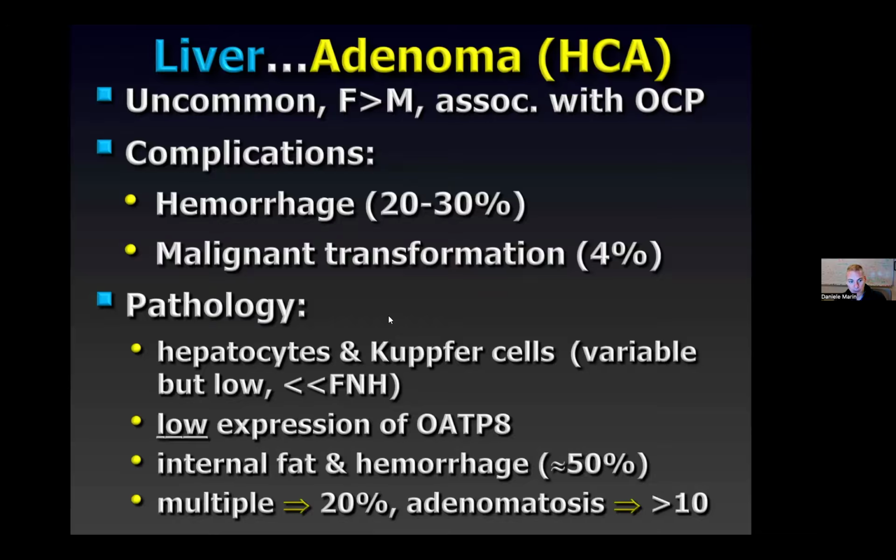adenomas. Some of the key findings on pathology of hepatic adenomas: they are also composed of normal hepatocytes like FNH, but unlike FNH, the hepatocytes in hepatic adenomas have a low expression of the OATP transporters, which means that these lesions will not take up the hepatobiliary contrast agent to the same extent as the normal background liver parenchyma.